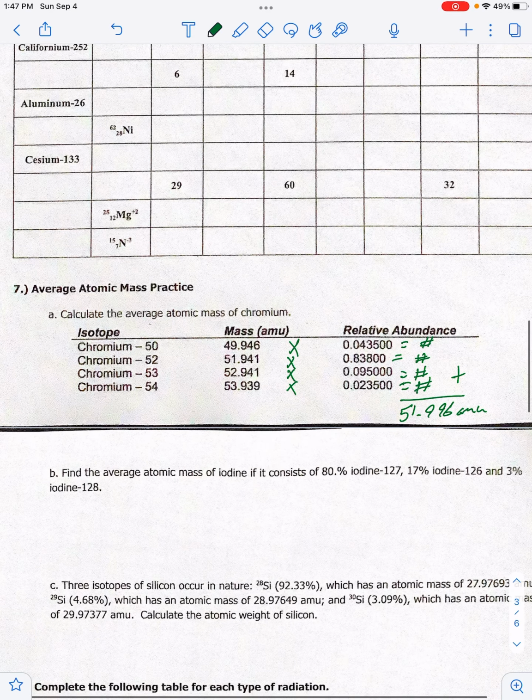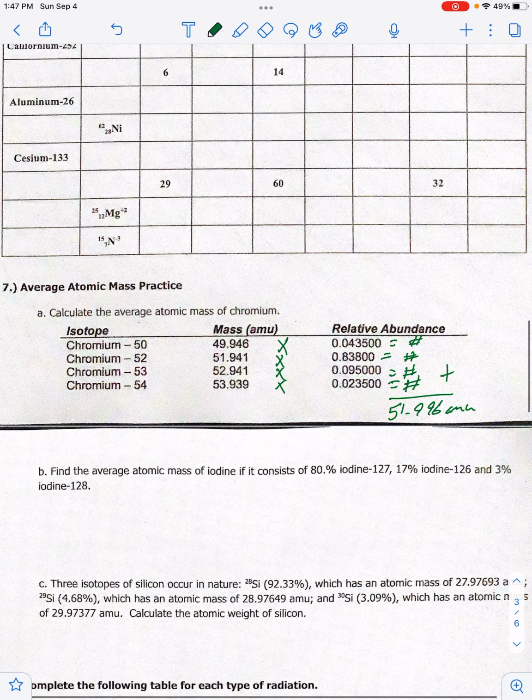Now, on part B, this is what I mean by not being in decimal form. It says find the average atomic mass of iodine if it consists of 80% iodine 127 and 17% iodine 126 and 3% iodine 128. So what I'm going to do is I'm actually just going to take each mass and multiply it by its percentage. So iodine, iodine is just I. And I'm going to keep it nice and organized, so 127 on top.